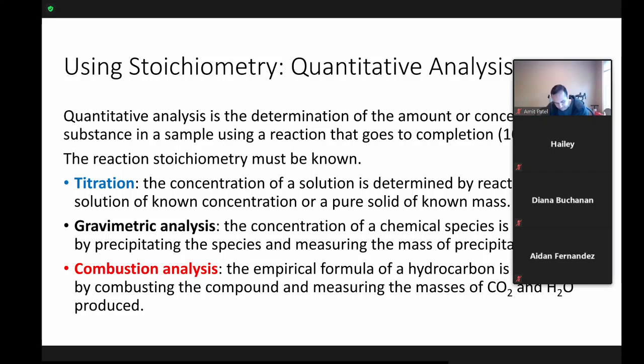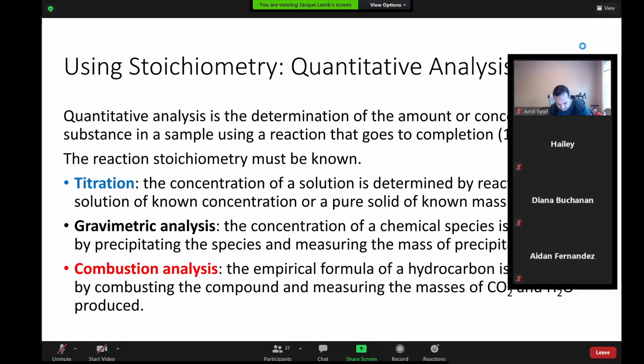And there are a couple of things that are required. First of all, the reaction stoichiometry must be known. You need to know the relationship between the reactants and the products in order to be able to do this kind of a calculation. So there are a couple of different types. The first is a titration. In this, you're going to calculate the concentration of a solution. It can be determined by a reaction with a solution whose concentration is known, or through the mass of a solid, where you know what the molar mass is.